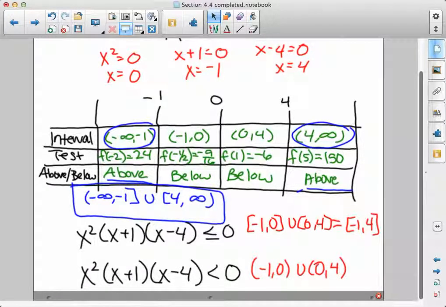Also, if we had a less than sign without an equals, there would be two completely separate intervals. But if there were an equal on my less than sign, I have to combine to get just a single interval of x values.